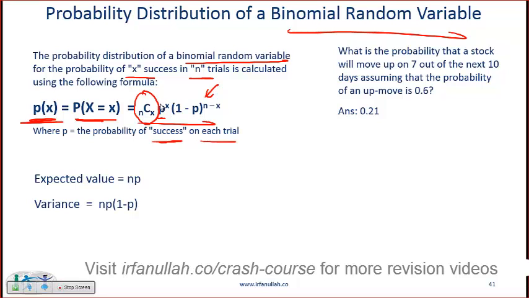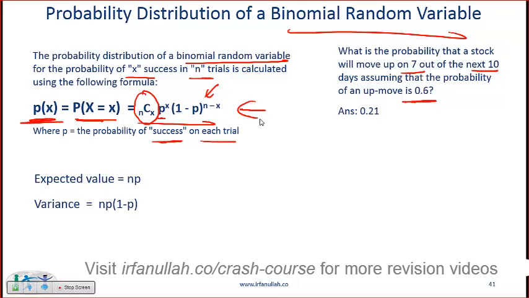They can be, if you have a scenario like this, 10 days and success is defined as the stock going up, the stock could go up on any 7 days. It could be the first 7, the last 7, the middle 7, or whatever. And if the probability of up move is 0.6, then P is 0.6. The other scenario is failure, which is 1 minus 0.6 probability, so it will be 0.4.